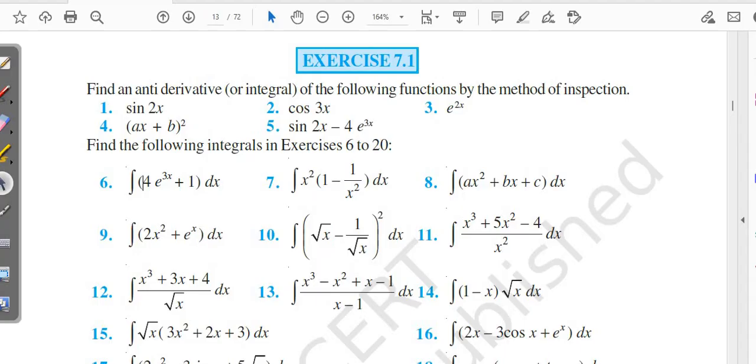So what is given? Integral of (square root of x minus 1 by square root of x) whole square dx. So for that they're asking us to do the integration. Given integral of (square root of x minus 1 by square root of x) whole square dx.